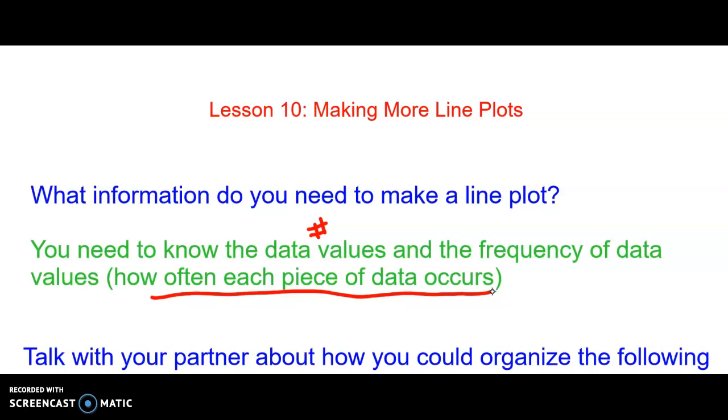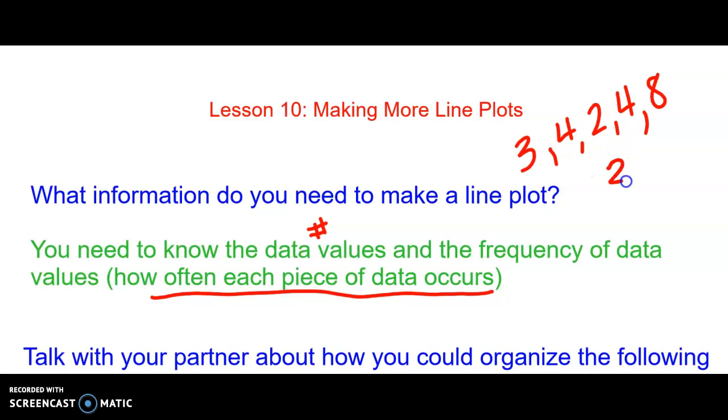So let's say you have 5 pots and the first one has 3 inches, the second one has 4 inches, the third one has 2 inches, and the fourth one has 4 inches, and then this one has 8 inches. Okay, so your data values are 2, 3, 4, and 8. The frequency is how many times each thing happens.